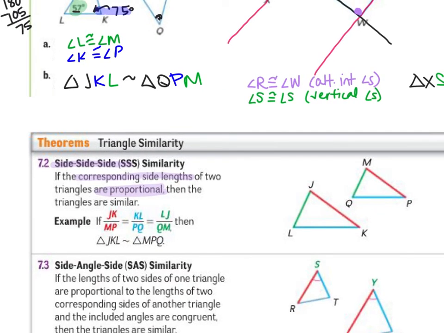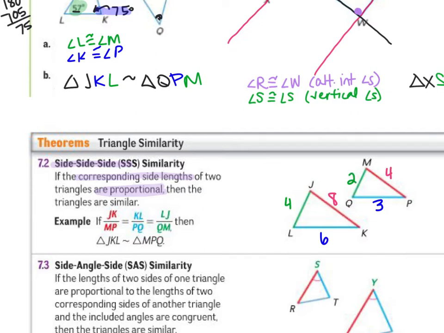So what does it mean that they're proportional? Imagine these numbers were already here. If side length JK was 8 and MP was 4, LK is 6, QP is 3, and then JL was 4 and MQ is 2.